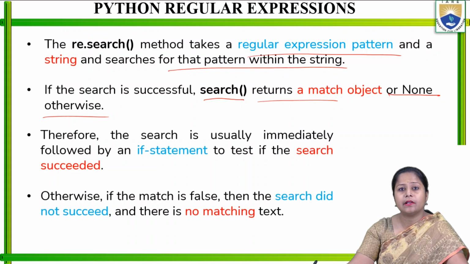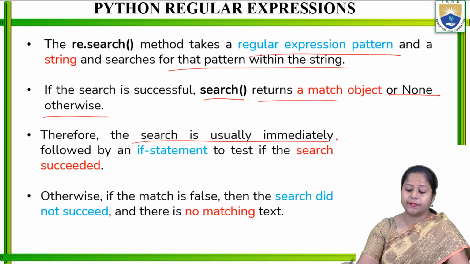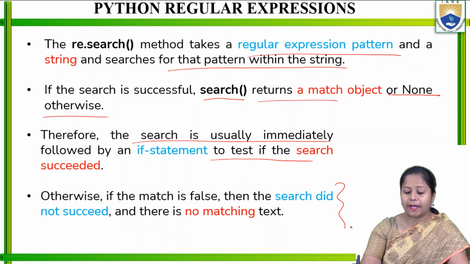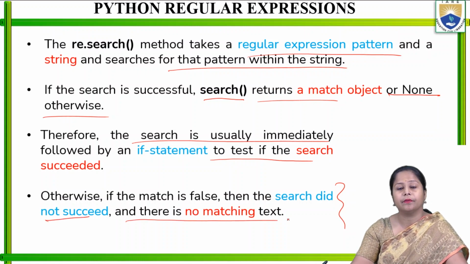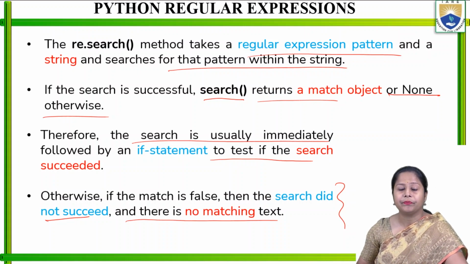When we write a piece of Python code for that, we need to write an if-else condition. Therefore, the search is usually immediately followed by an if statement to test if the search succeeded, right? Otherwise, if it did not succeed, the else condition will follow. If the match is false, then the search did not succeed and there is no matching text, and the else branch is executed. That is the whole coding pattern of re.search.